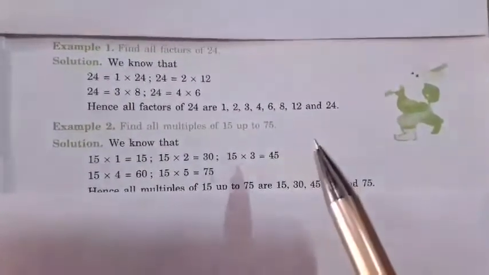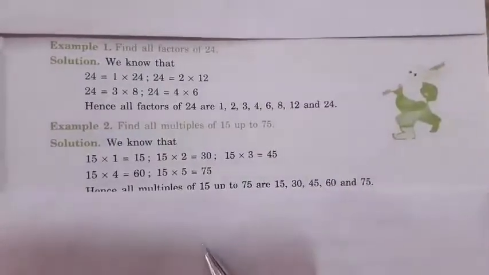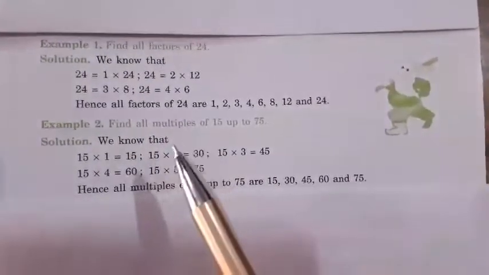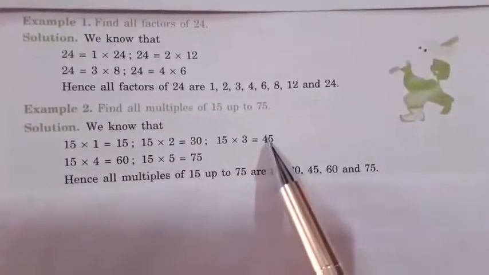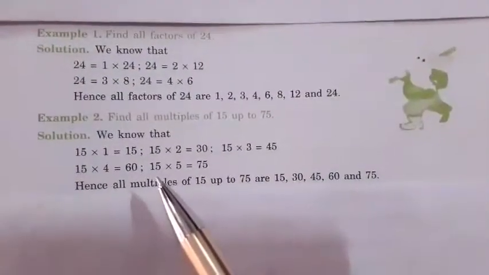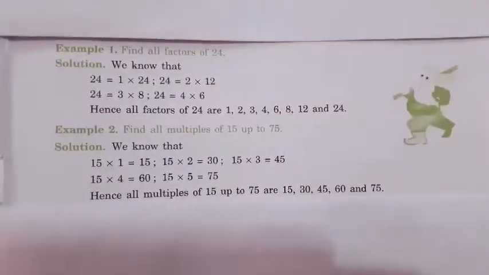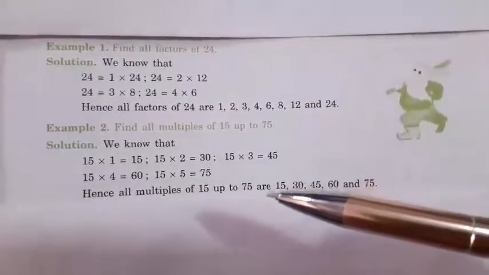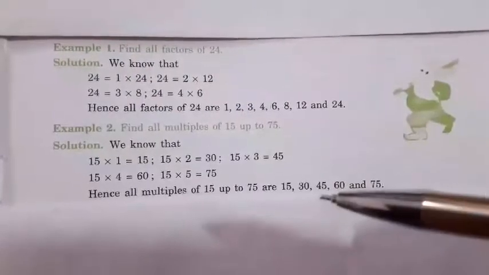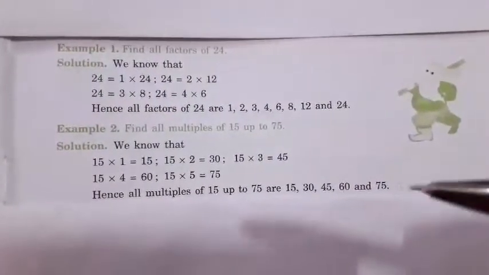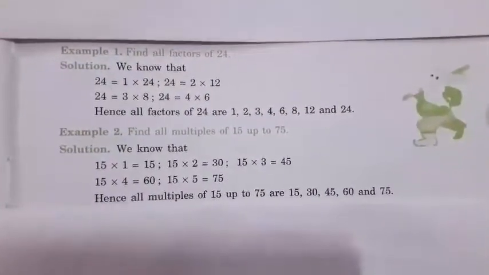Now next example, find all multiples of 15 up to 75. Solution is, we know that 15 times 1 is 15, 15 times 2 is 30, 15 times 3 is 45, 15 times 4 is 60, and 15 times 5 is 75. Hence all multiples of 15 up to 75 are 15, 30, 45, 60 and 75. Now write down the examples. Okay student.